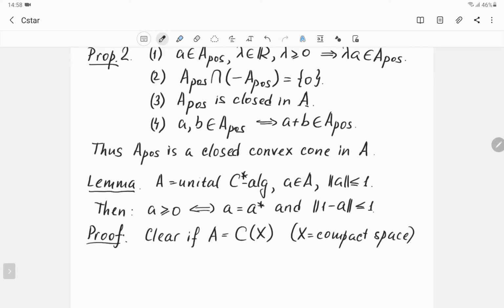Well, indeed, in this case, A is a function. Of course, we can assume from the very beginning that it is self-adjoint. So it's a function whose values are between -1 and 1. And such a function is positive if and only if 1 minus A is less than or equal to 1 everywhere.